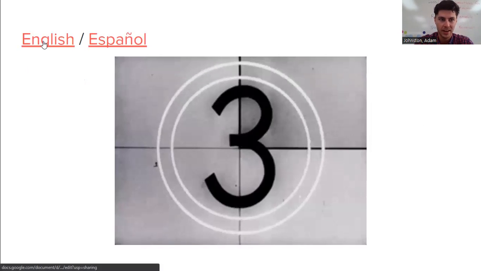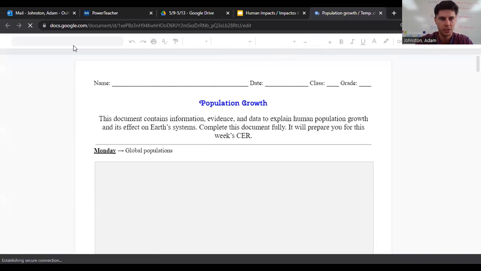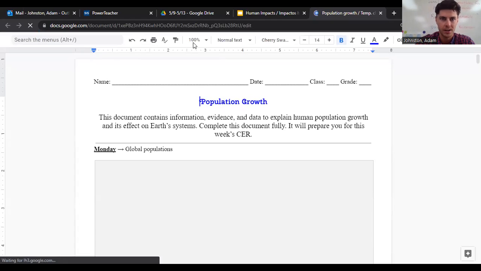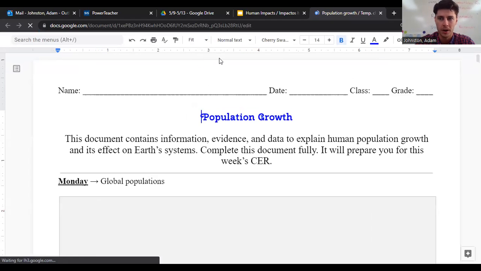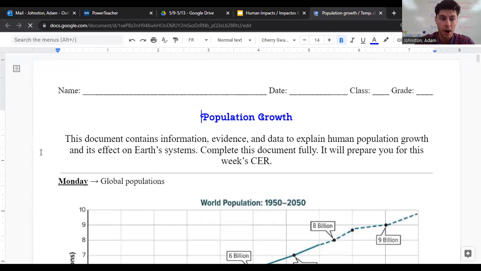So with that, we will share the English version right here, and I'll zoom in a little so we can see what's going on. Excellent, population growth. So this multiple page document contains information, evidence, and data to explain human population growth and its effect on Earth's systems. That's the main idea. Complete this document fully because it will prepare you for this week's CER.